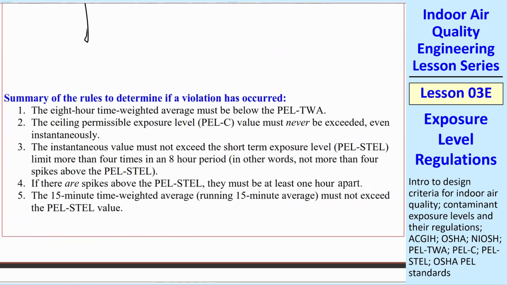There's 5 of them. The 8-hour time-weighted average must be below the PEL-TWA. Ceiling must never be exceeded, even instantaneously. The instantaneous value must not exceed the STEL. You can exceed the STEL instantaneously, but not more than 4 times in an 8-hour period, not more than 4 spikes above the PEL. And if there are spikes above the STEL, they must be at least 1 hour apart. But the 15-minute time-weighted average must not exceed the PEL-STEL value. So those are the rules.